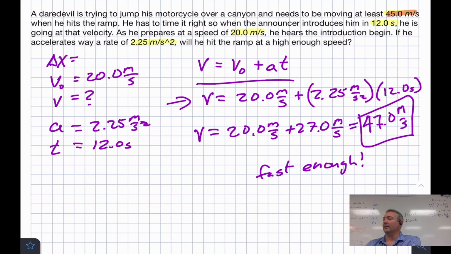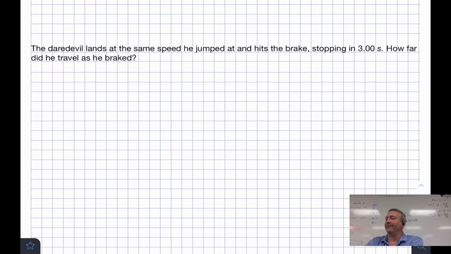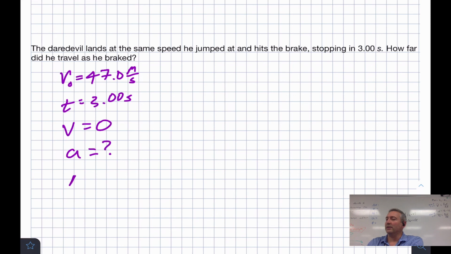All right. Let's say that he's landing and he hits the ground at the same speed he left at. So the initial velocity is 47 meters per second. And he stops in 3 seconds. Final velocity then is 0. The acceleration is unknown, and the displacement is unknown. Okay, but the question is, how far did he travel?